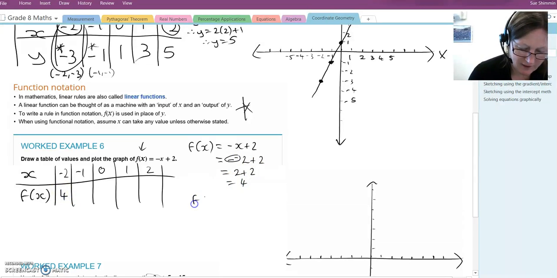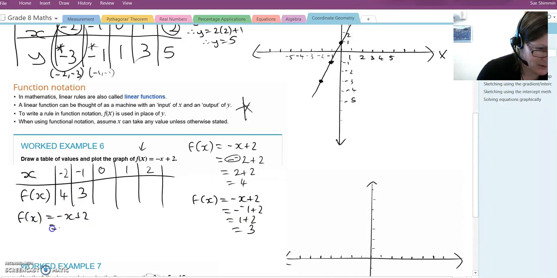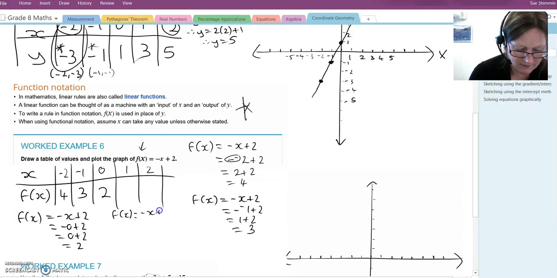Now next one, instead of x, I'm going to put negative 1. So it's negative x plus 2. So it's negative 1 plus 2, which becomes 1 plus 2, which is 3. Now, here's the function. Instead of x, I put 0. So negative 0 plus 2, which is just 0 plus 2, which is 2. Next one, instead of x, I'm going to put 1. So it's negative 1 plus 2, which is 1. And lastly, I'm going to put 2 in the place of x. So it's negative 2 plus 2, which is 0.